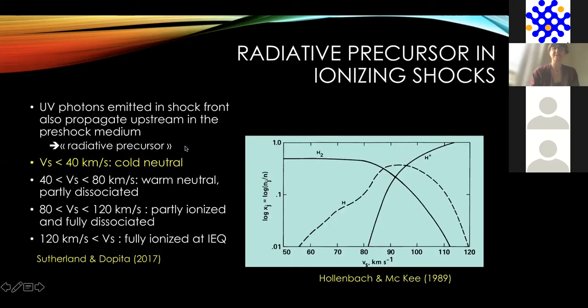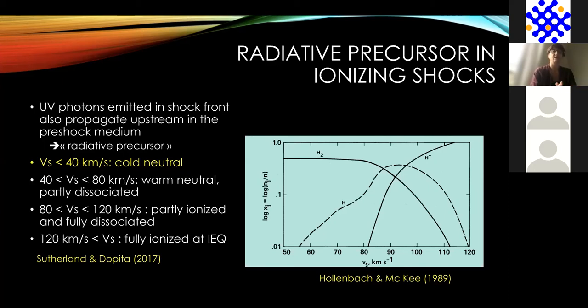Another complexity is that in ionizing shocks, there are some UV photons emitted in the shock front that can propagate upstream in the pre-shock medium. It's called a radiative precursor, and there have been very detailed calculations, for example, by Sutherland and Dopita for the atomic case, and by Hollenbach and McKee for molecular pre-shock, as a function of velocity, to see when this precursor starts to modify the pre-shock composition, the pre-shock mean molecular weight mu. So basically below 40 kilometers per second, there is no effect.